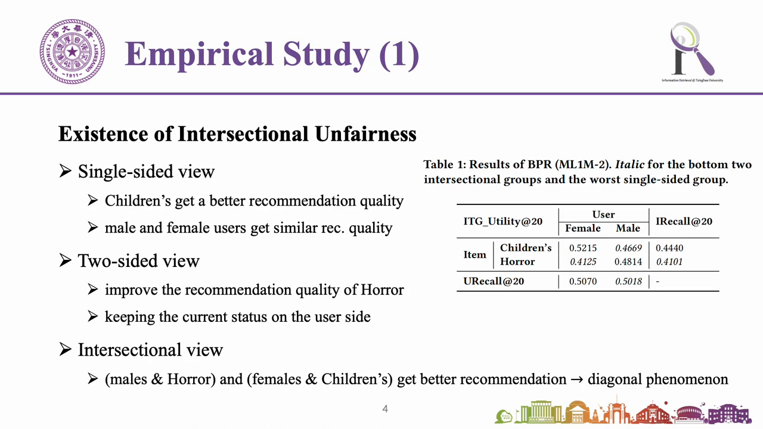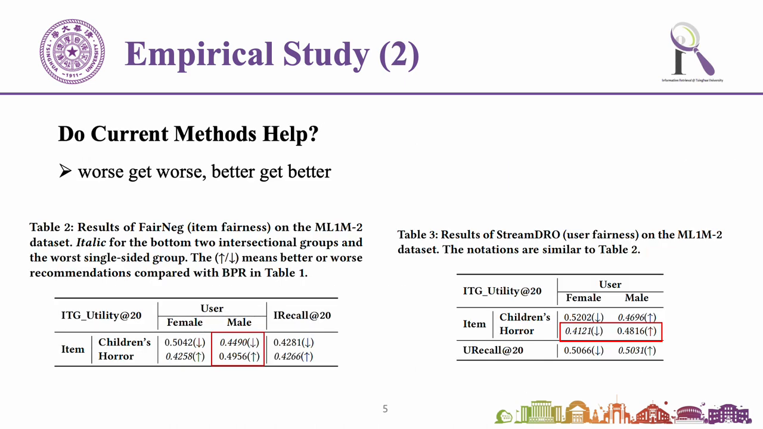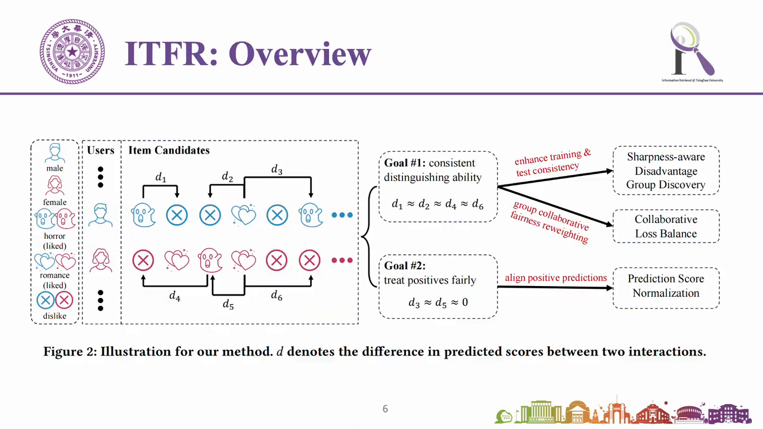To verify the existence of such unfairness, we conduct empirical experiments with real-world data. We find that intersectional unfairness indeed exists and cannot be ignored. Unfortunately, we further observe that current fairness methods cannot effectively mitigate such unfairness, highlighting the importance of designing methods to address this problem. To fill this gap, we design a novel method to mitigate such unfairness.